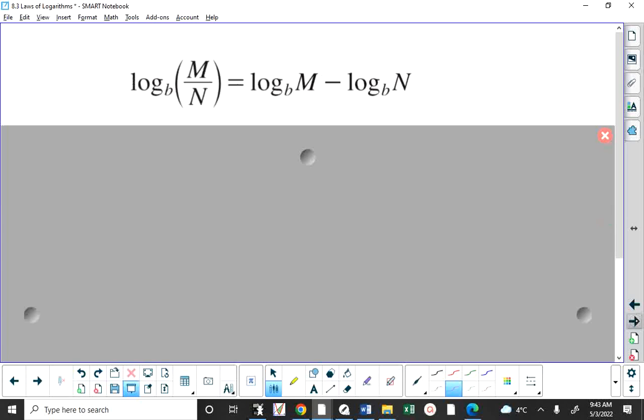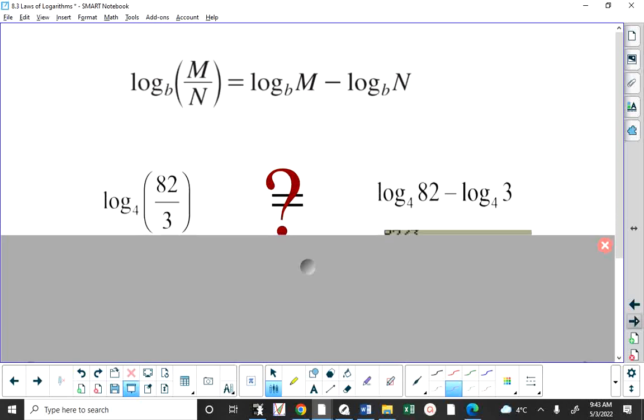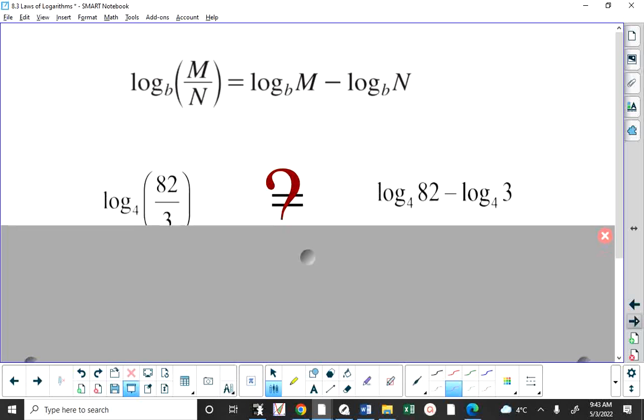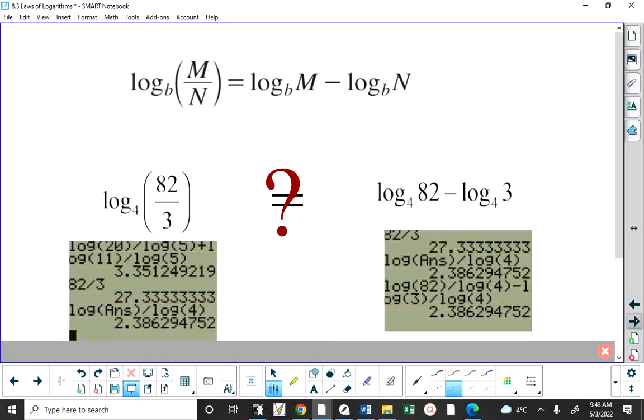Just to show that to you, if I said, is this true? I'm not going to spend time entering into the calculator. I've already done that. You're going to end up with 2.386294752, regardless of how you do it.